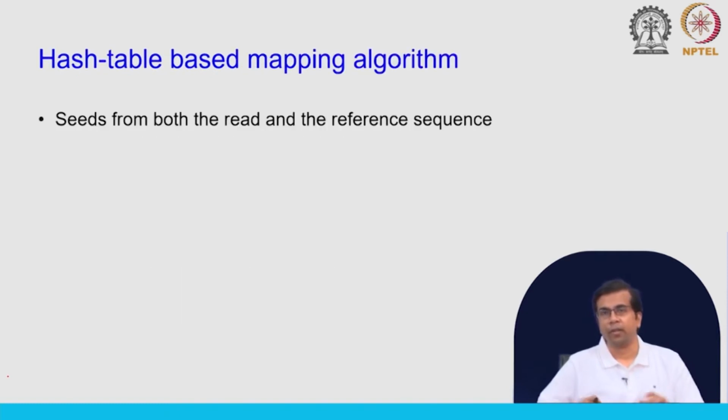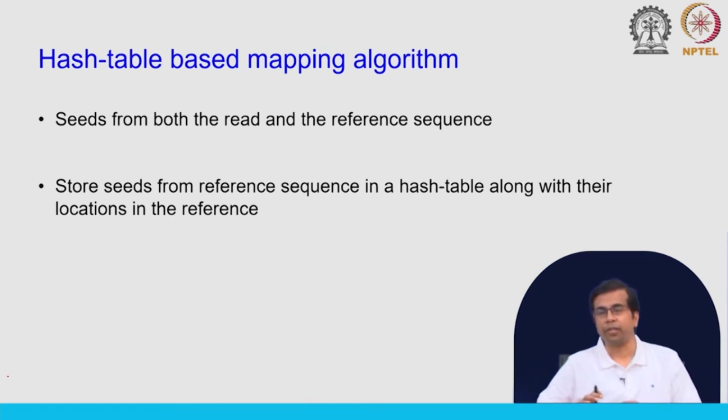How does it differ from whatever we have discussed so far, BLAST and BLAT? The major idea in the hash table based mapping algorithm is that we build seeds from both the read and the reference sequence. Compared to BLAST, where we build seeds only from the read, or compared to BLAT, where we build the seeds from the reference sequence, here we build seeds from both the read and the reference sequence. What are these seeds? You remember, these are substrings of a certain length. We can choose the k value, the length of those substrings or seeds.